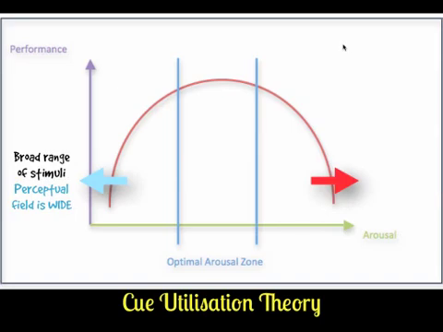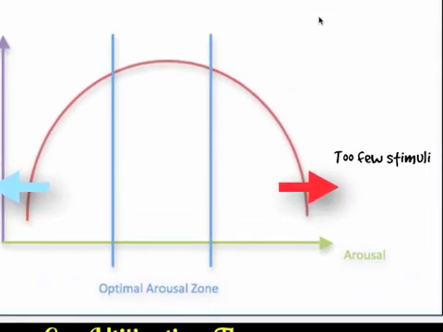If, on the other hand, our arousal levels are too high, it's the reverse. We focus in on one or two stimuli, or things that interest us, rather than the many things that could interest us when our arousal levels are optimal. And when we focus on too few stimuli, we say the perceptual field is too narrow.